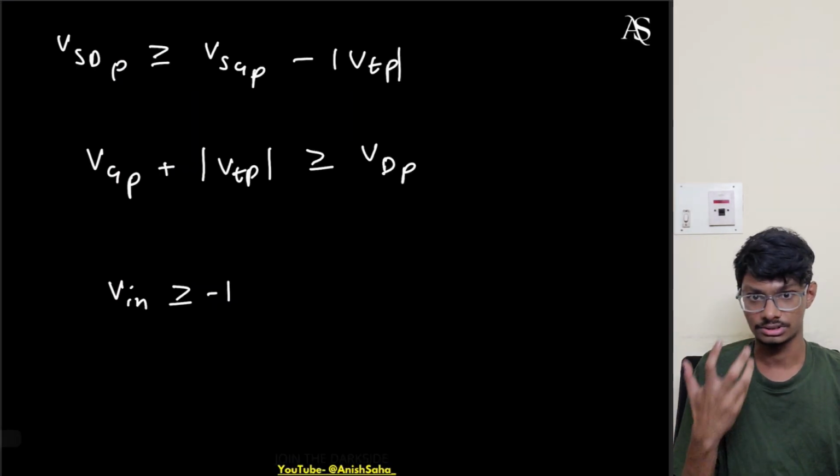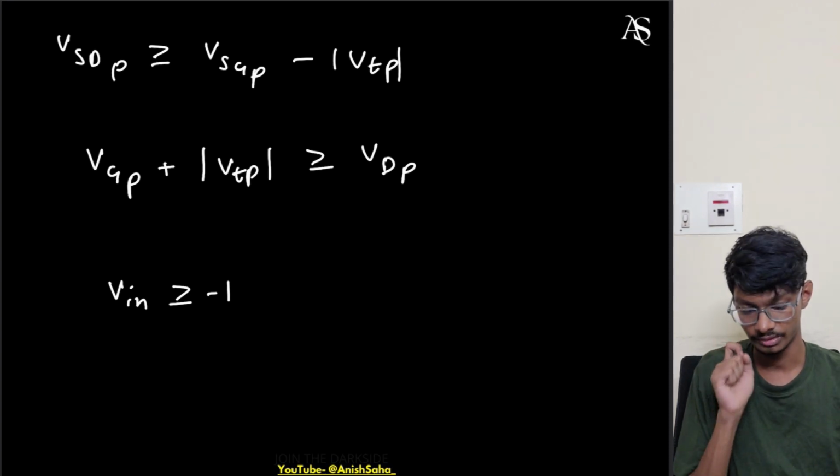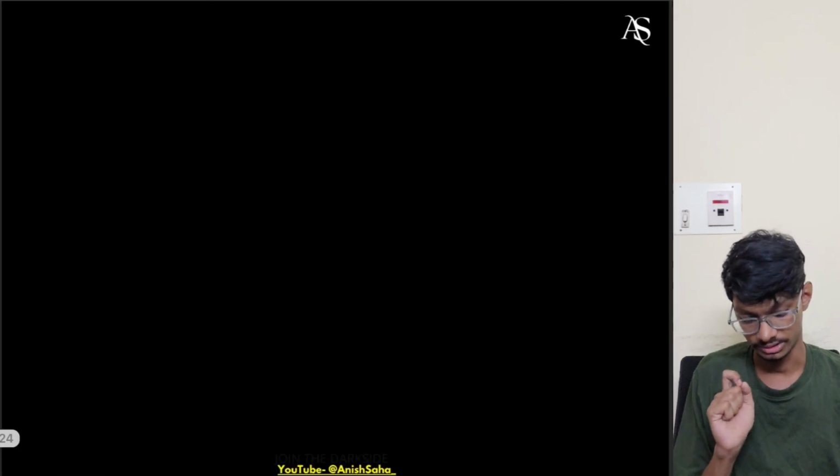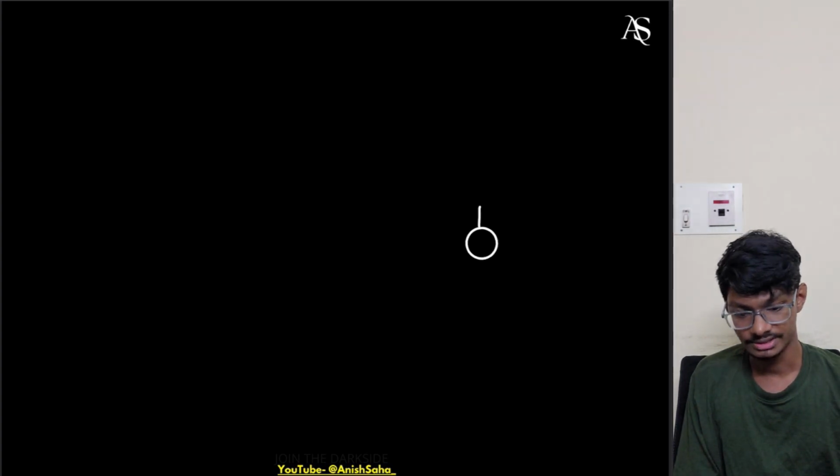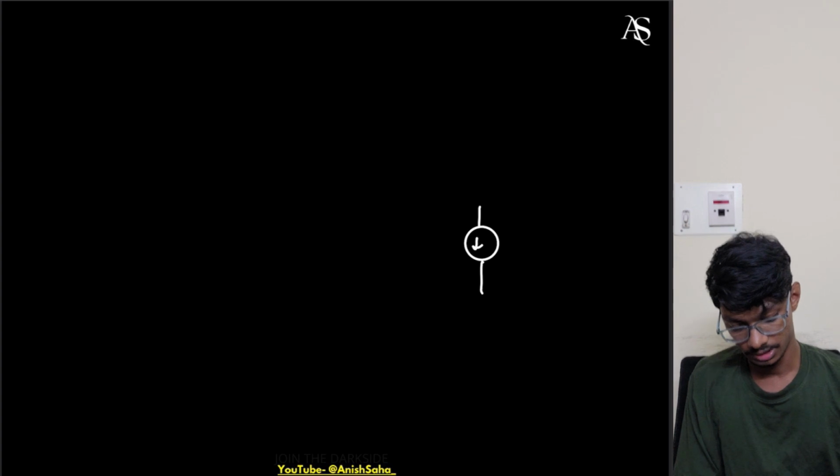So again, the same analysis. If this is in saturation, what will happen? This will be replaced with a current source basically. So let me replace it again with a current source. The NMOS is off, so obviously the capacitor will get a discharge path. The capacitor was charged to plus 4 volts.